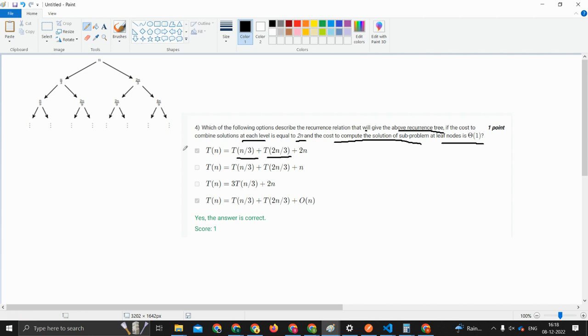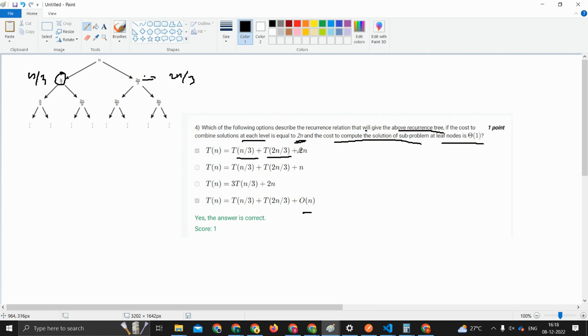Yeah, Uma. This is n by 3. This is 2n by 3. So plus the combining value, plus 2n. And similarly, the fourth one also is fine, right? It's big O of n. 2n is nothing but big O of n. Yeah, that's understood.